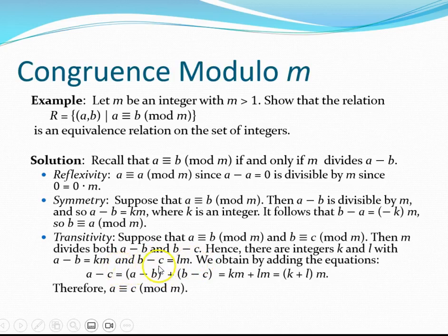When we add these two equalities, we get a minus c equals this sum, which is km plus lm, which is k plus l times m. k plus l is an integer. This means that m divides a minus c, and therefore a is congruent to c mod m.